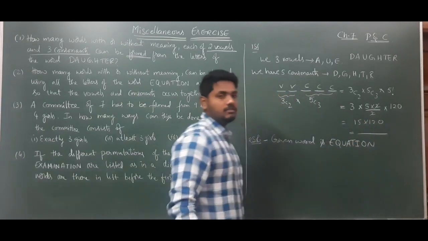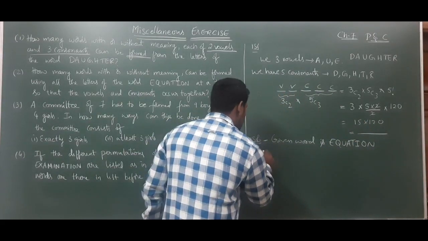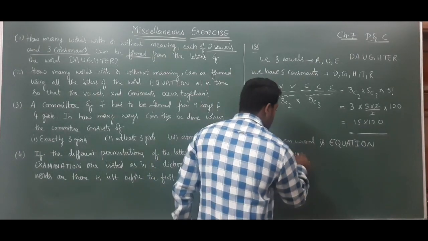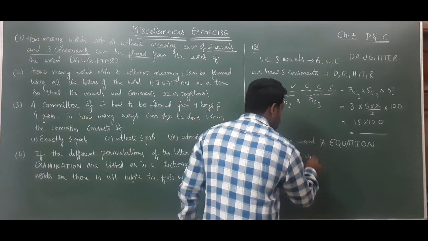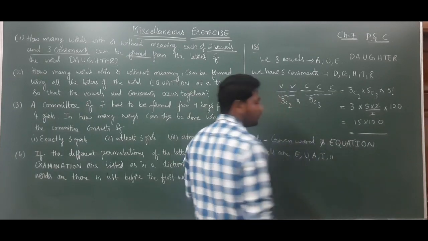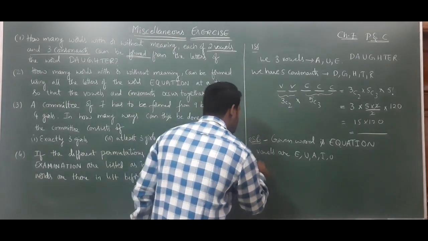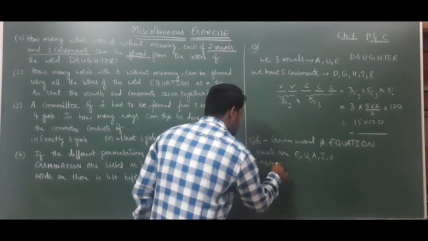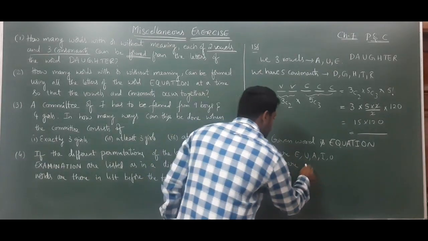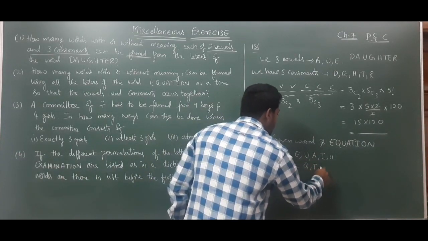In the given word equation, what are vowels? You observe. Vowels are E, U, A, I and O. All vowels are there in this. Next, consonants. So the remaining 3 are consonants. What are those? Q, T and N.